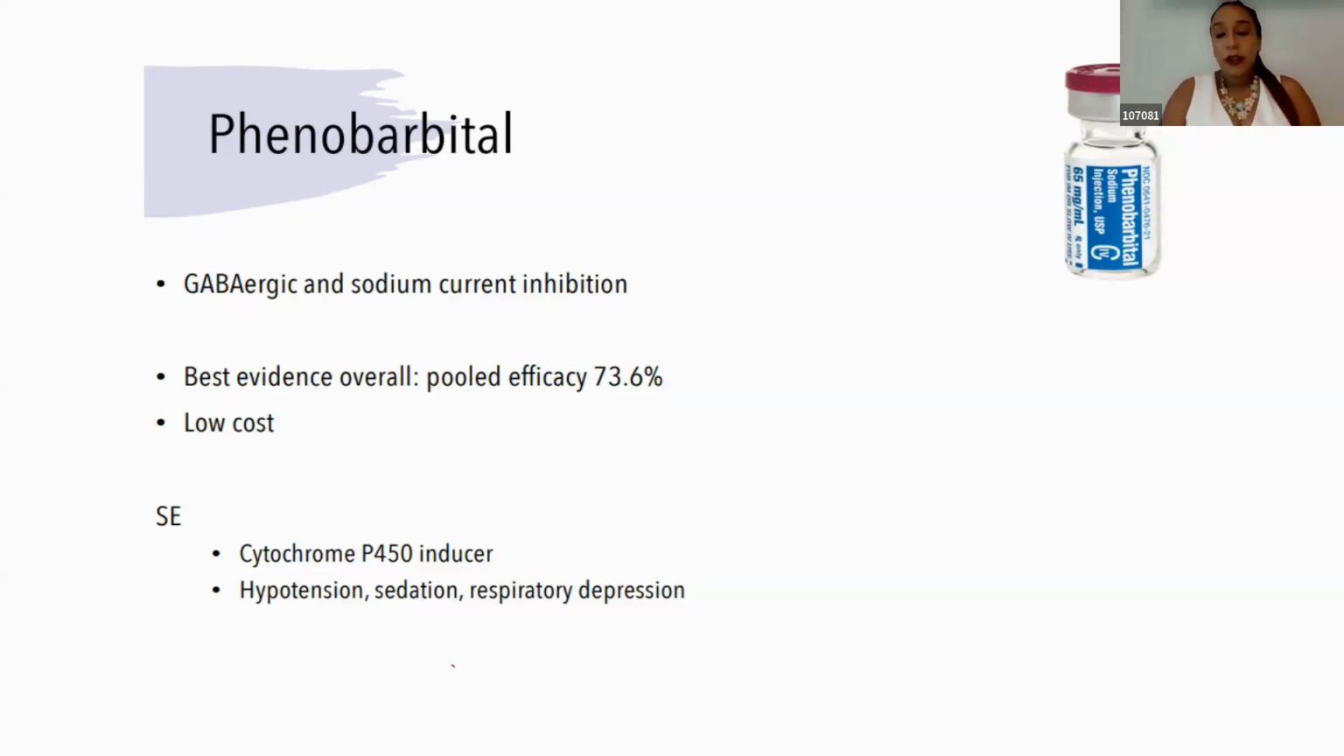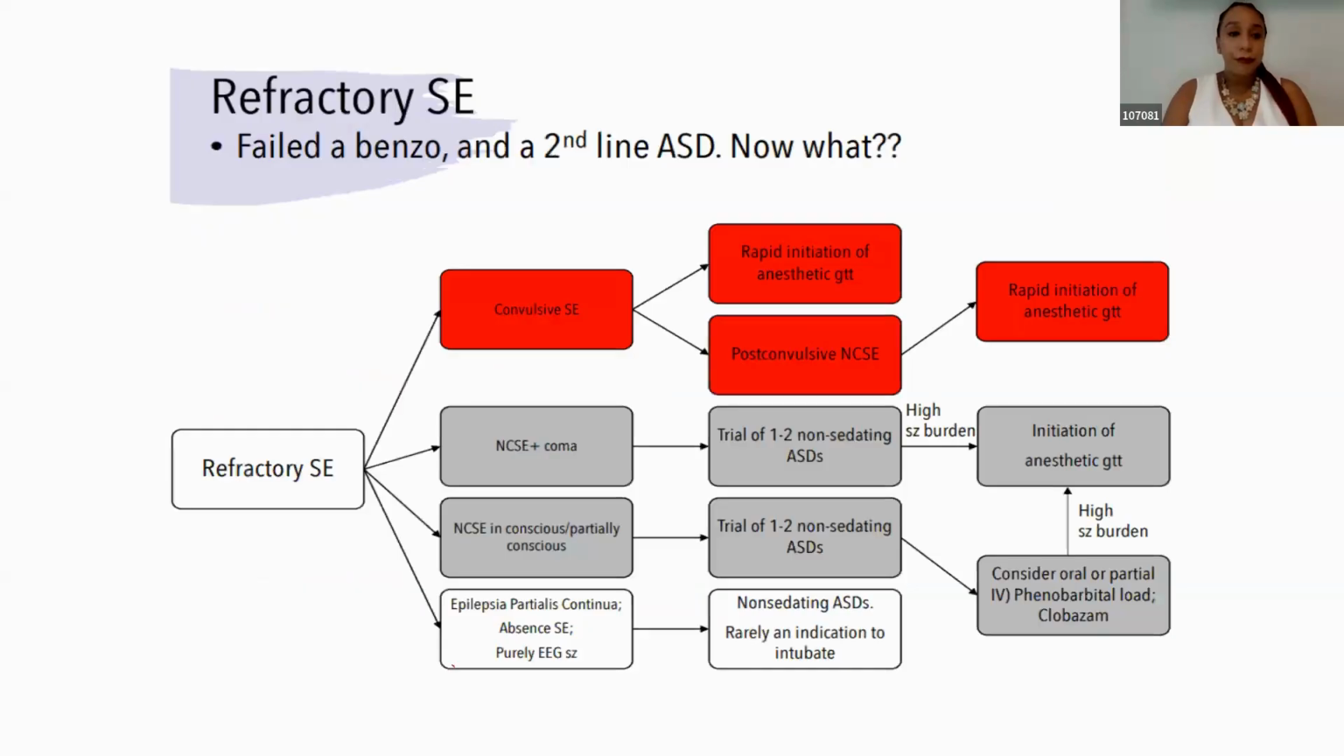But side effect wise, you need to make sure that these patients are not on medications that are already cytochrome P450 inducers. It can cause hypotension and respiratory depression. So these patients have to be monitored. You don't want to be the reason these patients are intubated.